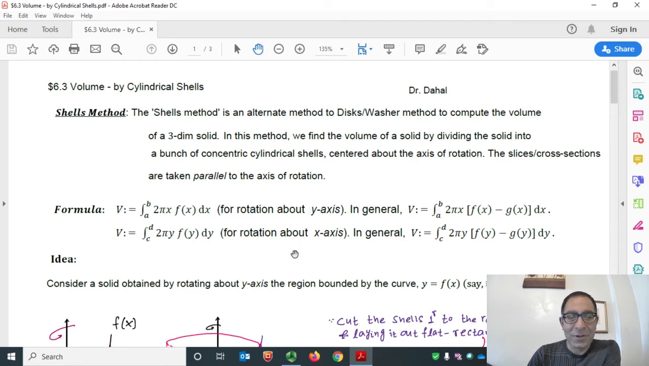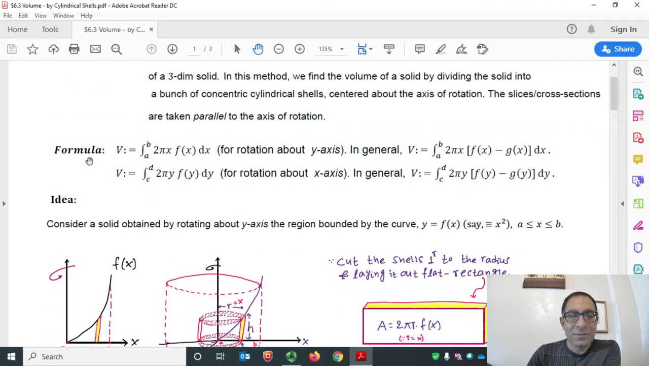So now the formula: volume equals the definite integral of 2 pi x f(x) from a to b for rotation about the y-axis. So here, when you rotate the region under the graph of f(x) between x equals a to b, our radius of the cylinder is x, the distance from the axis of rotation to the outer surface of the cylinder.